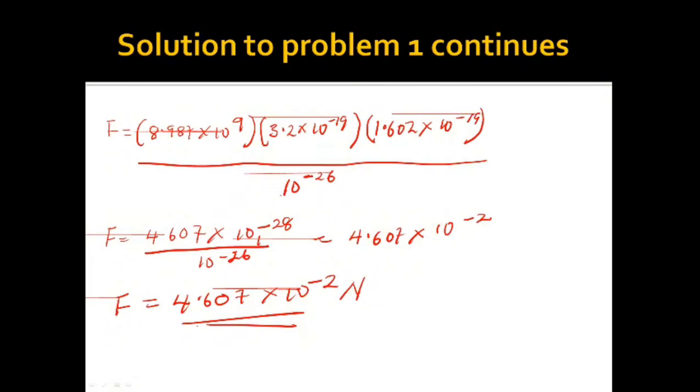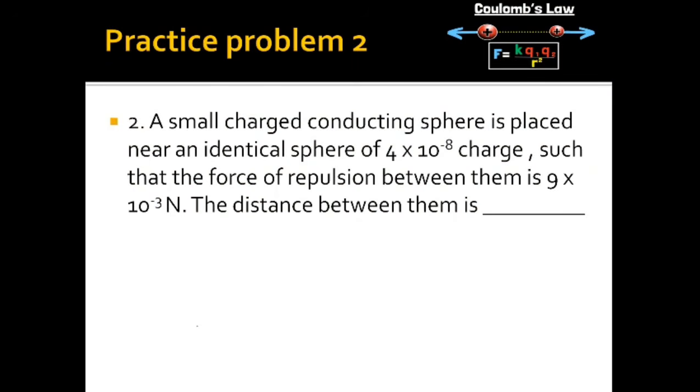Now, the next thing, let's look at any other way we can help by solving another problem. Practice problem number 2 says, a small charged conducting sphere is placed near an identical sphere of 4 times 10 raised to the power minus 8 charge, such that the force of repulsion between them is 9 times 10 raised to the power minus 3 Newton. The distance between them is dash.